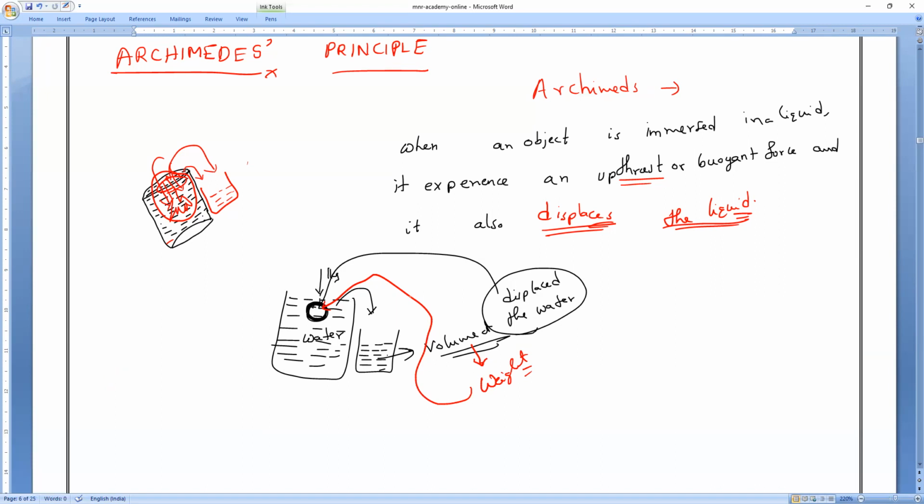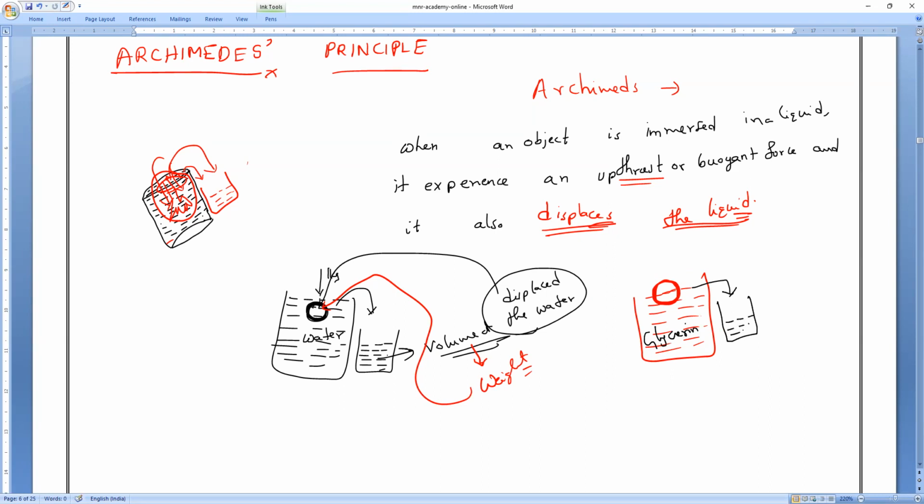When a body is partially immersed, for example, if I immerse a 1 kg stone or object in glycerin, it may be partially immersed. Not completely, partially it is immersed. By that time also it will displace some liquid. Am I right or wrong? Everybody, please respond. It is glycerin.